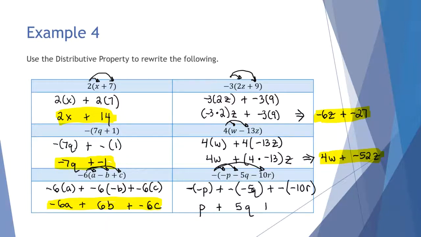Then again, I have the opposite of a negative 10. The opposite of a negative is a positive. They cancel out, so that gives me a positive 10r.